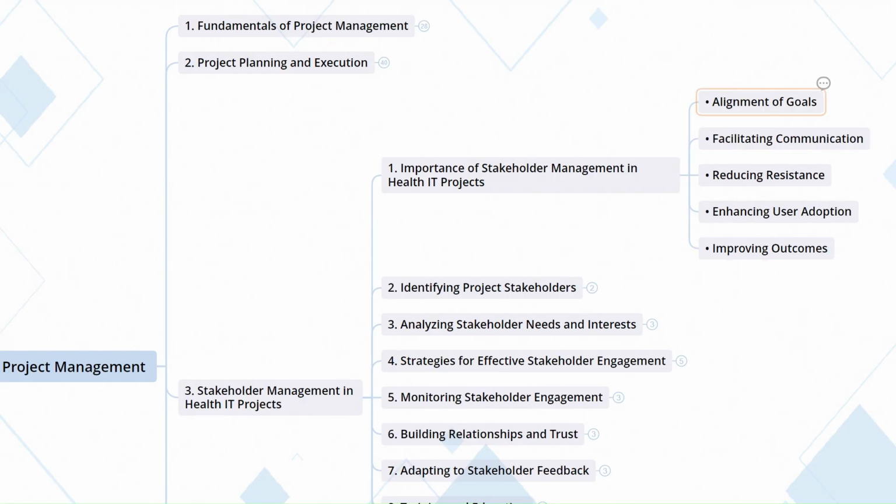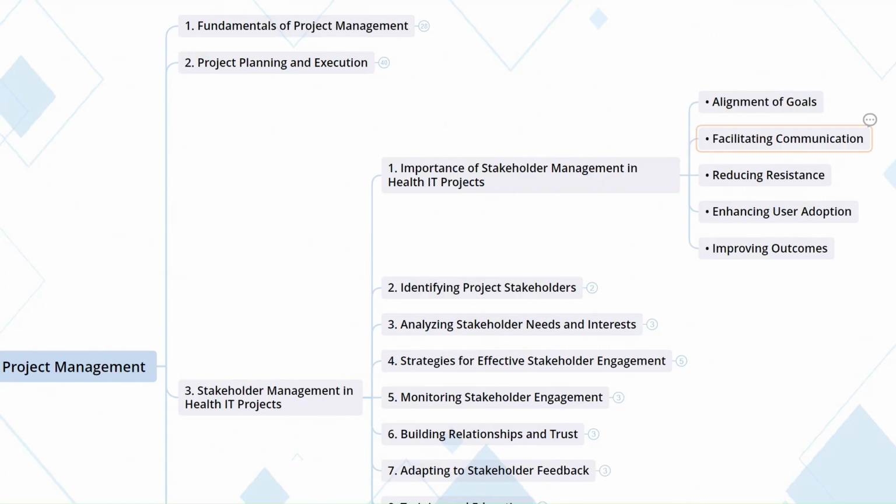Firstly, alignment of goals. Engaging stakeholders ensures alignment between the project objectives and the expectations of key users, helping to clarify priorities and deliverables. When stakeholders feel their input is valued, they are more likely to support the project.